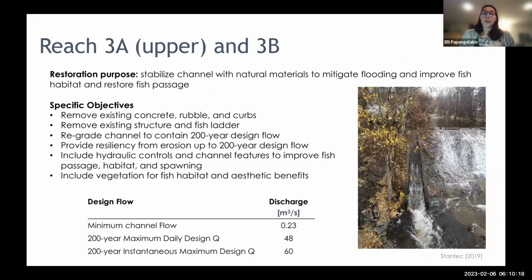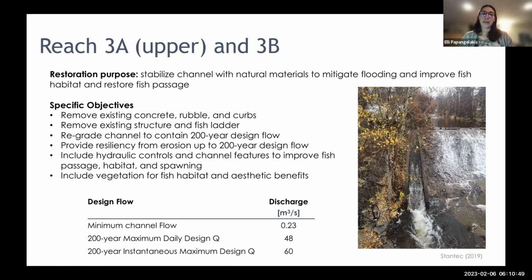So the reach we were focusing on is called Reach 3A, the upper section, and also Reach 3B. The purpose for this reach was to stabilize the channel with natural materials to mitigate flooding and improve fish habitat, and also to restore fish passage. So they wanted to remove the existing concrete and rubble. They wanted to remove an existing structure. There was this spillway that had a fish ladder that wasn't very effective and was pretty severely damaged.